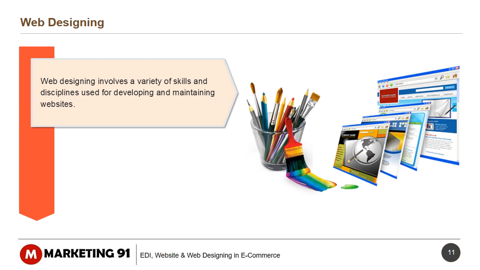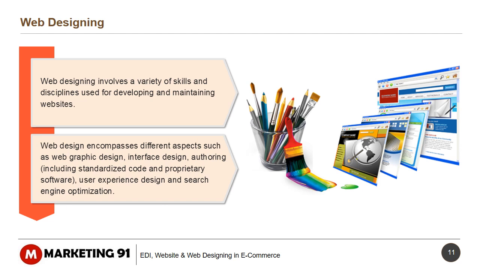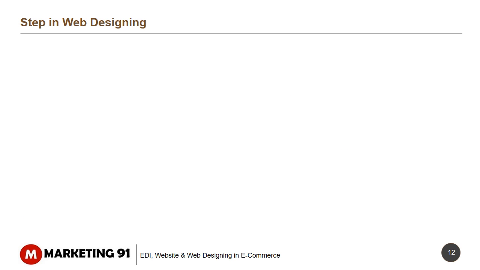Web designing involves a variety of skills and disciplines used for developing and maintaining websites. Web design encompasses different aspects such as web graphic design, interface design, authoring, including standardized code and proprietary software, user experience design, and search engine optimization. Let's look at the steps in web designing.